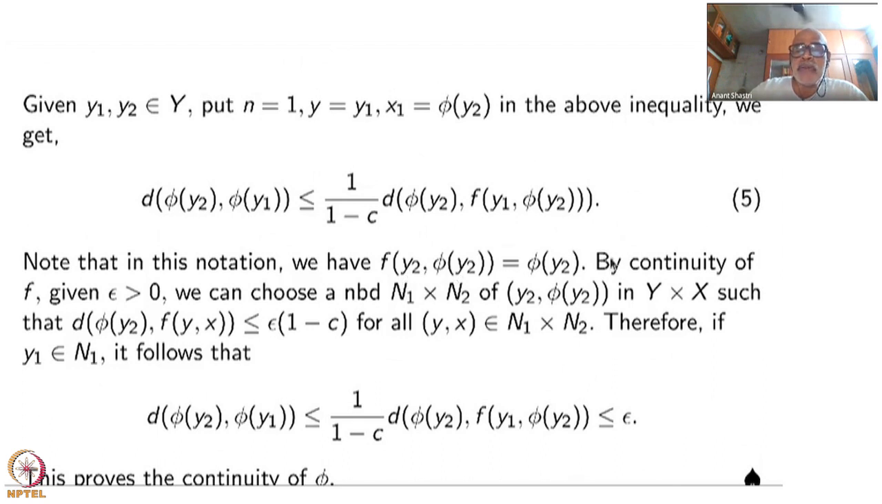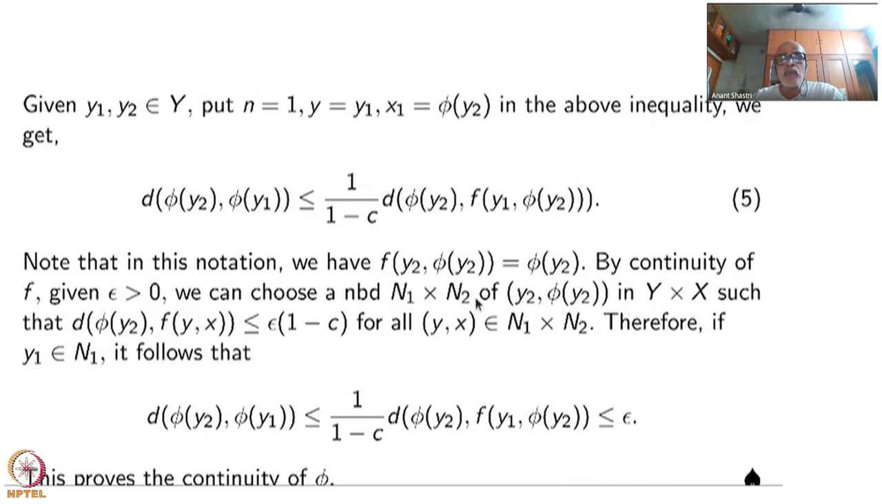Take a point here, it goes to phi y2, and then you can find a neighborhood of this one. That is an epsilon neighborhood because it is a metric space. In the domain, you have y, which is an arbitrary space, and x, of course, is a metric space. So I am writing the neighborhood as n1 cross n2 instead of choosing ball neighborhoods and so on, of the point (y2, phi y2). Okay, this is inside y cross x.